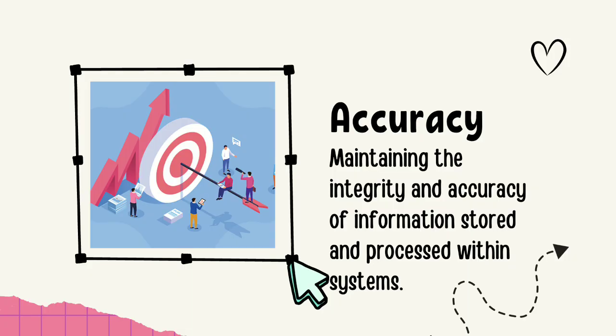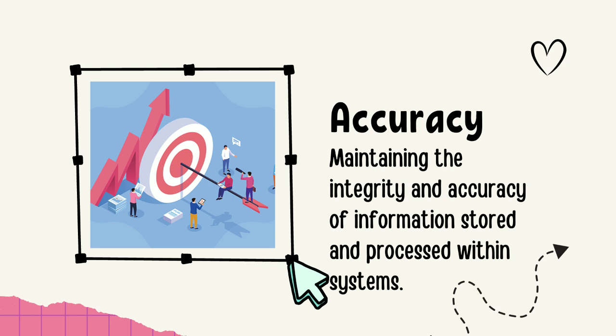Next is accuracy. Accuracy is maintaining the integrity and accuracy of information stored and processed within systems. Accuracy in information systems means that the information stored and processed is correct and free from errors. For example, if you enter your birth date into a website and it shows the wrong age, that's an accuracy problem. It's like if you tell someone your phone number, and they write it down wrong, causing them to call the wrong person.